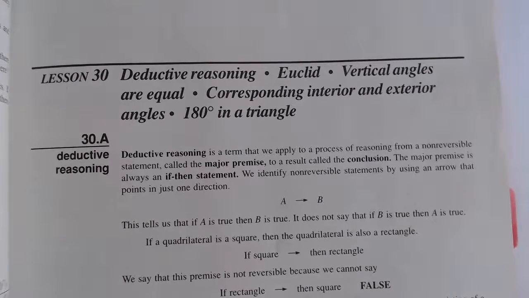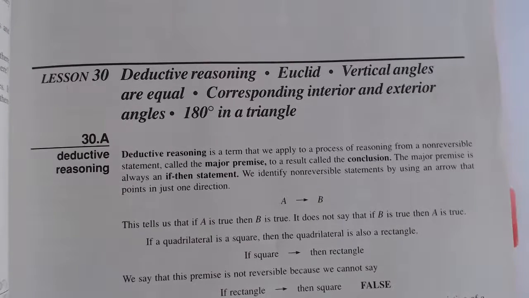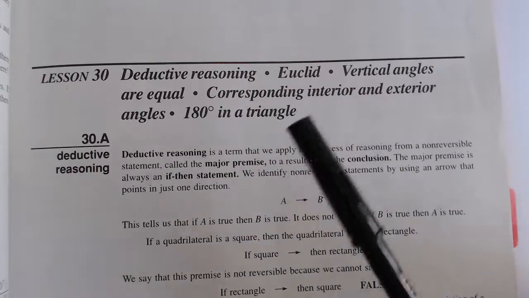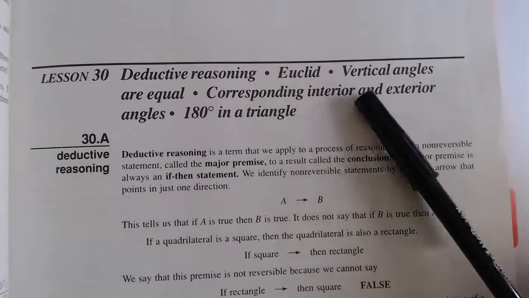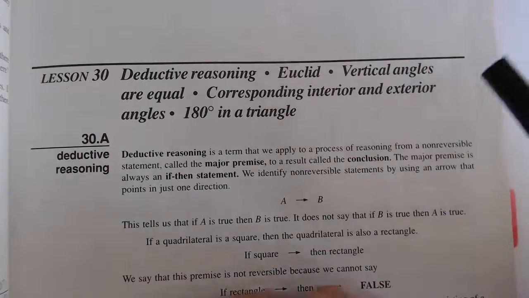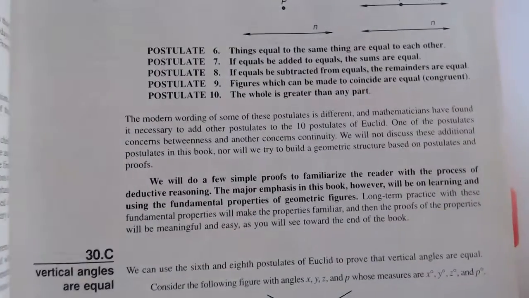Algebra 2, Lesson 30, Deductive Reasoning, Euclid, vertical angles are equal, corresponding interior-exterior angles, and 180 degrees in a triangle. The only thing we're going to be going over on this video is deductive reasoning. The rest is all good stuff. Hopefully we had enough time to go over it in class, but it's pretty simple, and they're just geometric truths that you can apply to your problems to help you solve them. Deductive reasoning can be a little bit more difficult, so we're going to focus on that today.